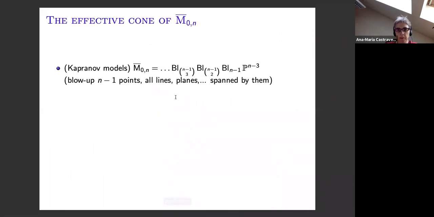Again, to recall, there is an explicit description of M_{0,n} bar as a blow up of a projective space. We start with P^{n-3}, you blow up n minus 1 points in linearly general position, then you look at the lines spanned by any 2 of them, take the proper transforms, blow them up, and continue in this way with planes spanned by any 3 of the points and so on. So you blow up all the linear subspaces spanned by these n minus 1 points. This identification is not unique. As you see, the symmetry is broken here. You make a choice of a marking to get such an identification.